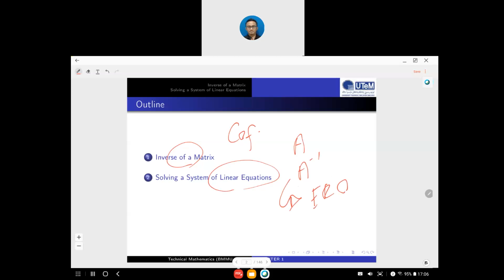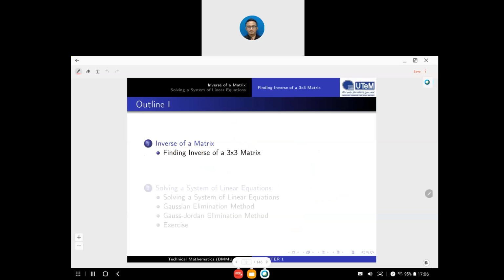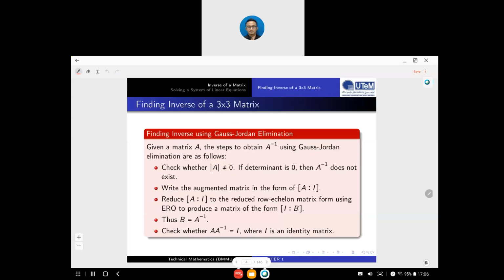And then the second one, solving system of linear equations. Also, we are using ERO. The method is quite long, so make sure you understand. Okay, so first one, inverse of a matrix. When you want to find the inverse of a 3 by 3 matrix by using the Gauss-Jordan elimination method.